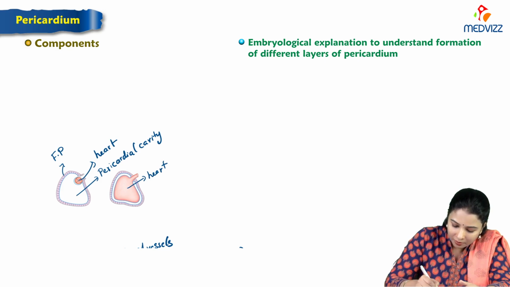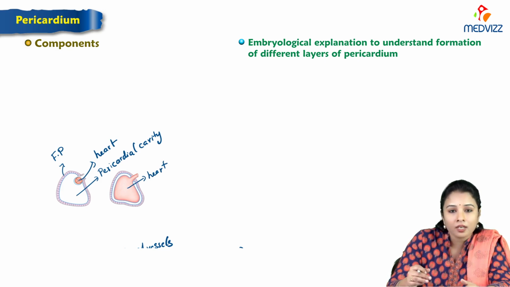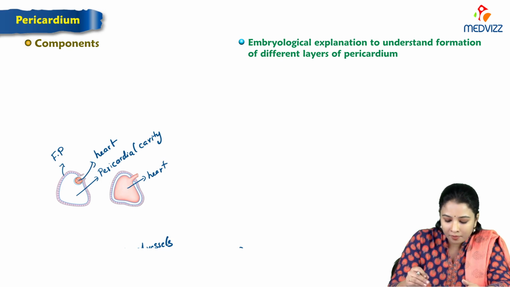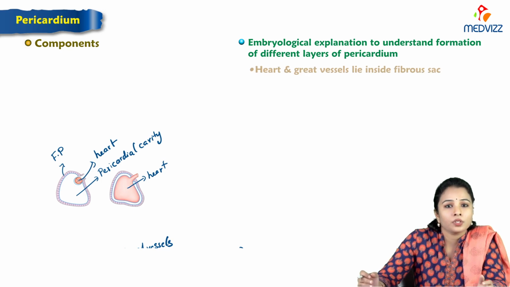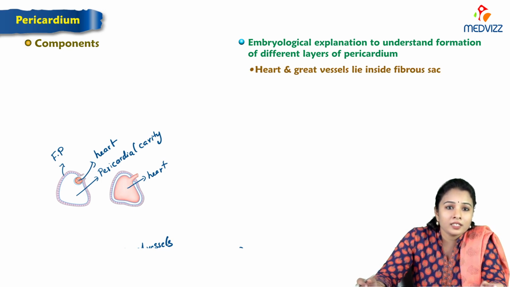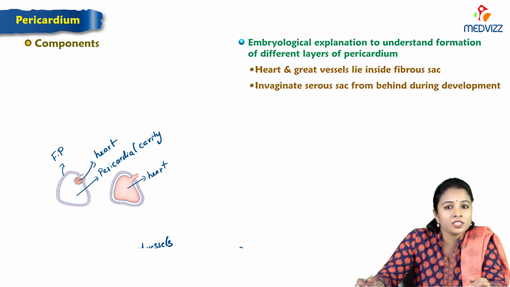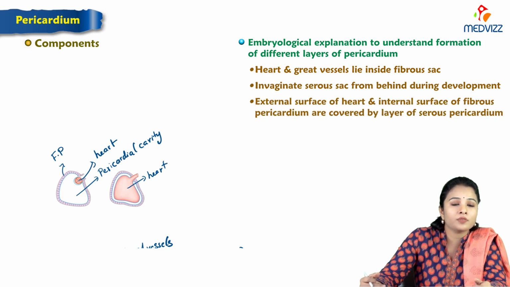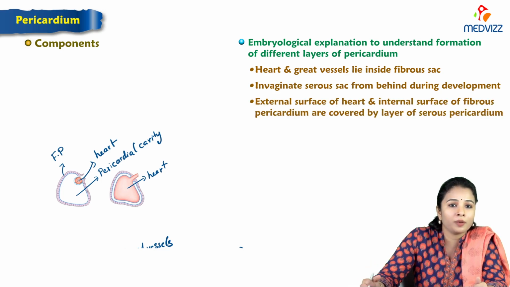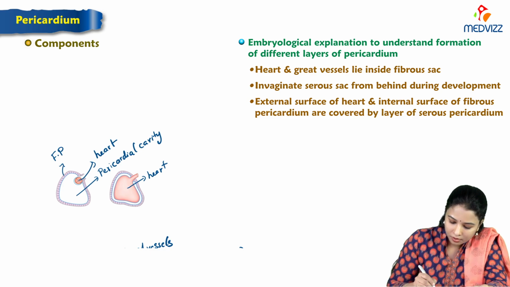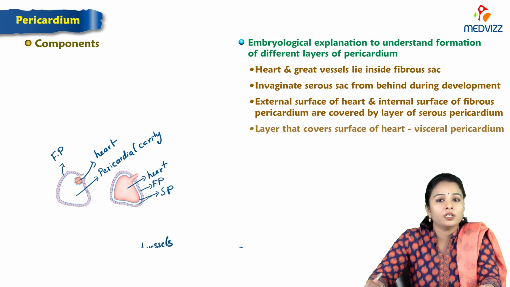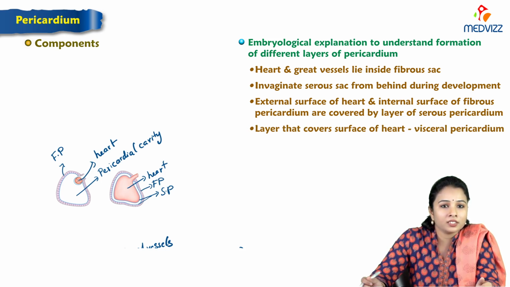So the fibrous pericardium is outer. The heart is present within the fibrous pericardium but outside the serous sac. The heart and the great vessels lie inside the fibrous sac and they invaginate the serous sac from behind during development. As a result, the external surface of the heart and the internal surface of the fibrous pericardium are covered by a layer of serous pericardium. This is the fibrous pericardium, and the layer covering the surface of the heart is called the visceral layer.